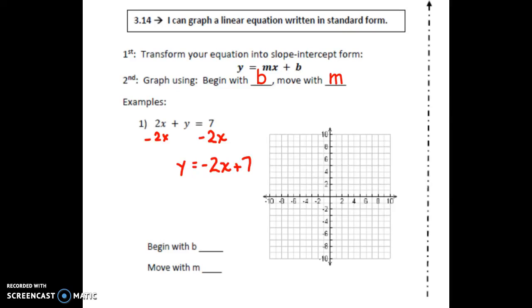Okay, ladies and gentlemen, this is your lesson 3.14. It's the last lesson in Unit 3. You are going to be able to graph a linear equation that is written in standard form.